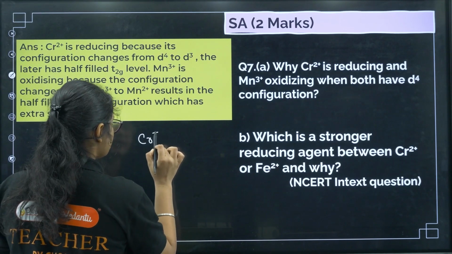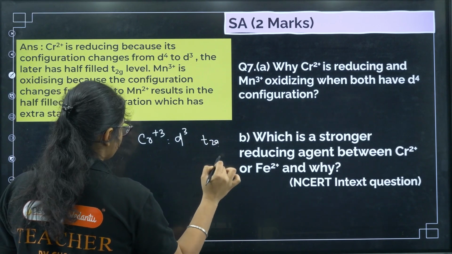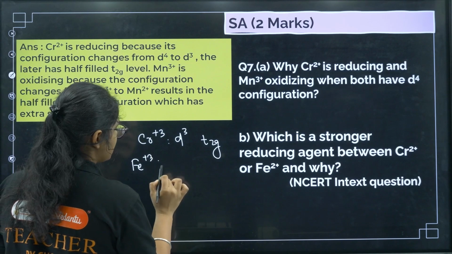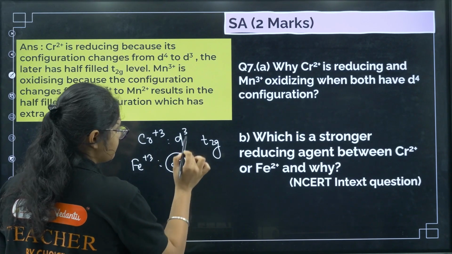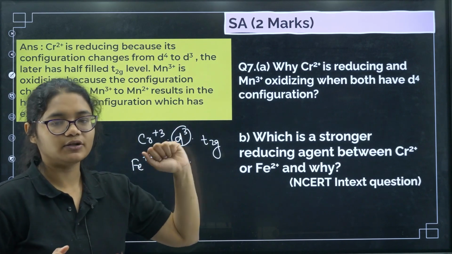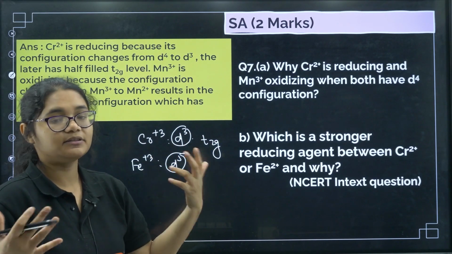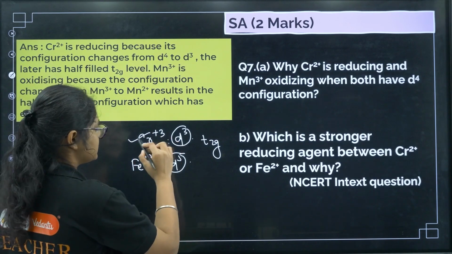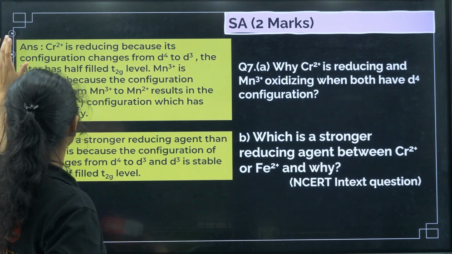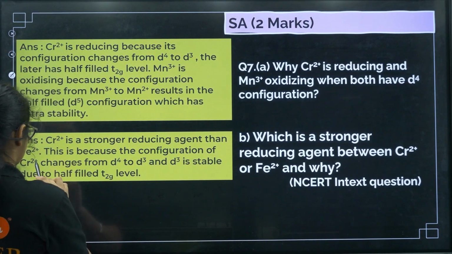So Cr3+ has a d3 configuration, t2g, and Fe2+ will undergo oxidation to Fe3+, that is d5 configuration, exactly half filled. Now out of these two, which is more stable? If you have remembered the splitting of d orbitals, the t2g level goes to the lower energy side. So lower energy means more stable, so obviously this is more stable, so that is why this is a stronger reducing agent. You can see here Cr2+ is a stronger reducing agent than Fe2+.